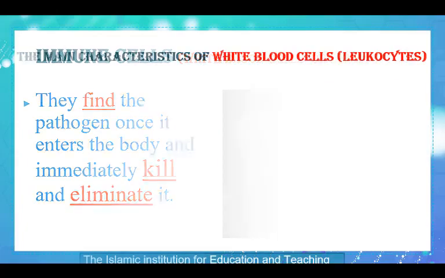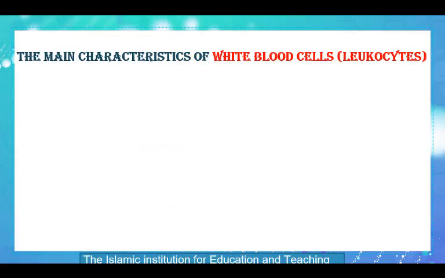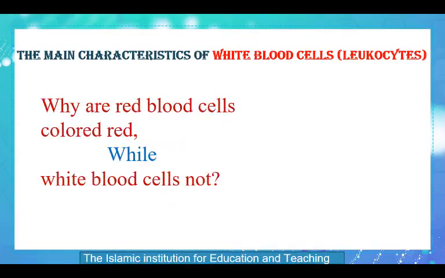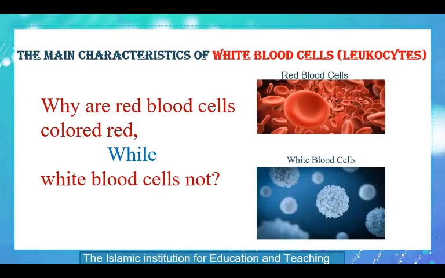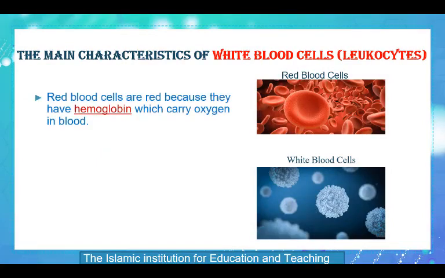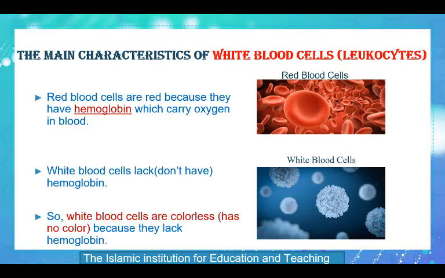Then, what are the main characteristics of white blood cells? First, why are red blood cells colored red? Why not white blood cells? Red blood cells are red because they have hemoglobin, which carries oxygen in the blood, while white blood cells lack hemoglobin. So, white blood cells are colorless because they lack hemoglobin.